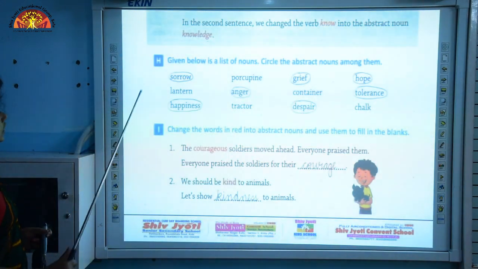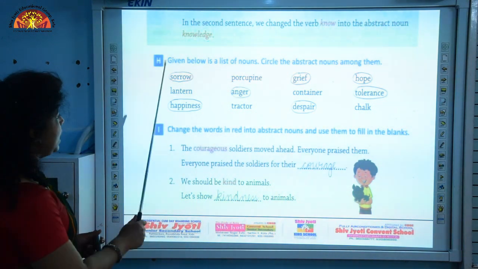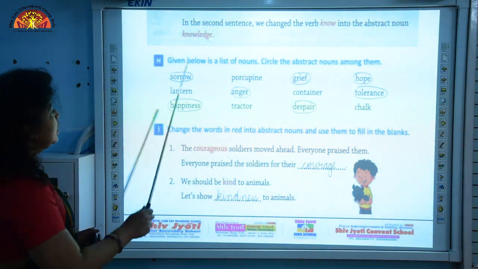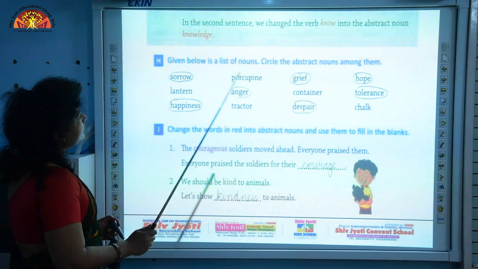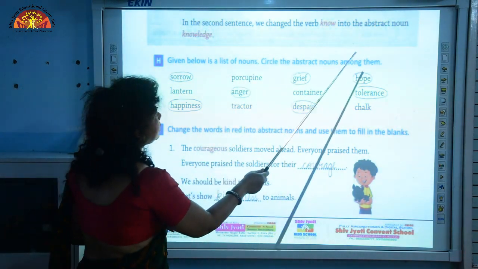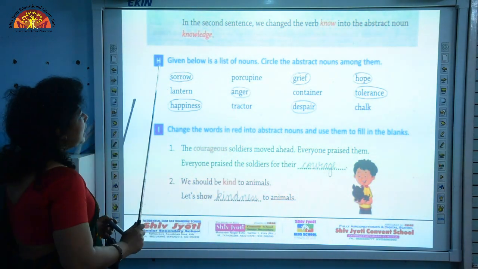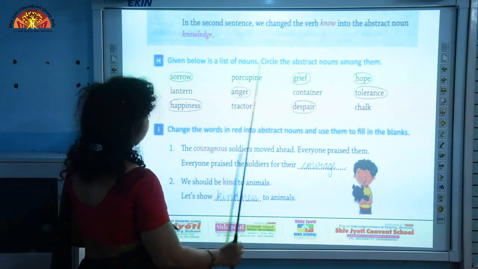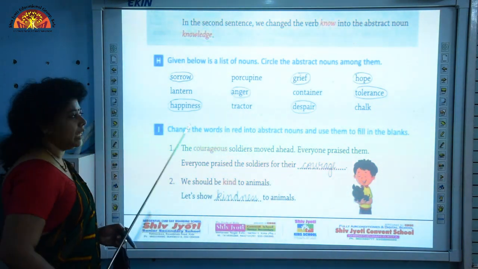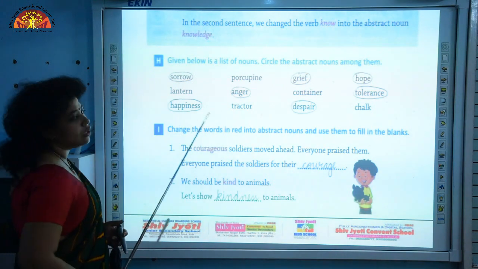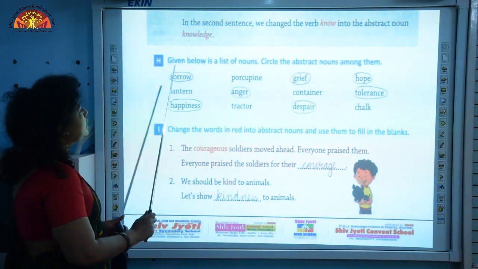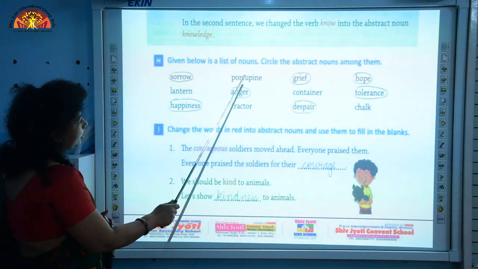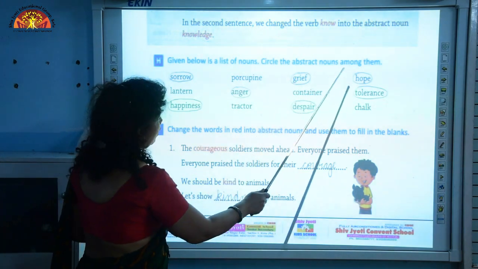So, children, let's do exercise H in page number 5. Okay. Given below is a list of nouns. Circle the abstract nouns among them. So, I'll read out the first line of words and we will keep circling the list of abstract nouns. Okay. Sorrow, porcupine, grief, hope.